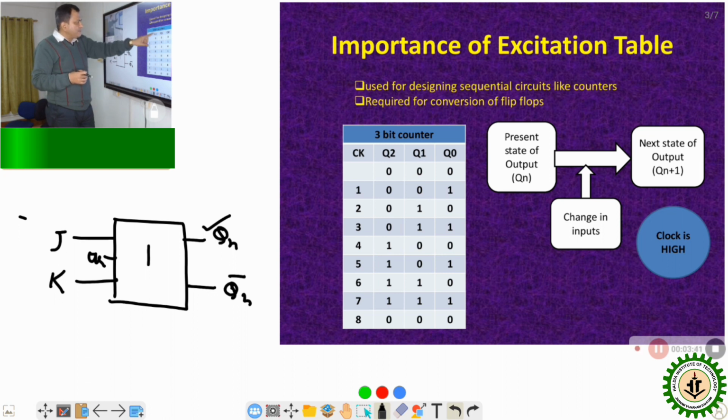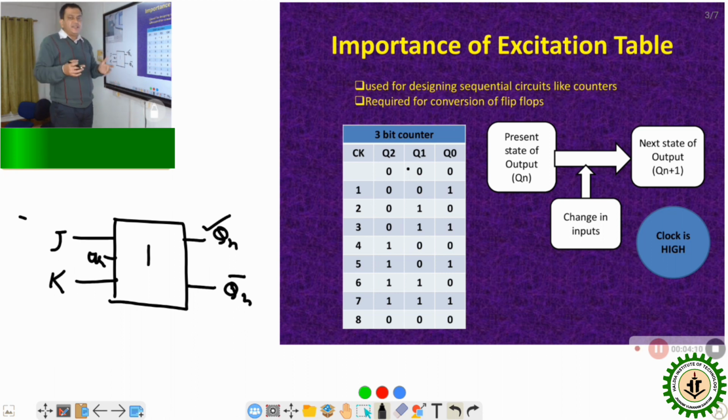Now look at this particular flip-flop and its output Q1. With the sequential pulses, the output of Q1 is changing. If this is the present state, this will be the next state, and so on. So if we want to design a counter, we know the outputs. That means the outputs of the 3 flip-flops should be like this.